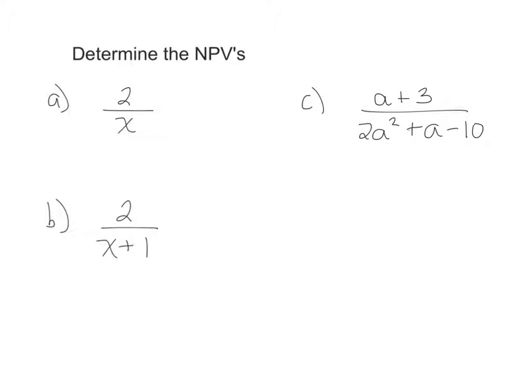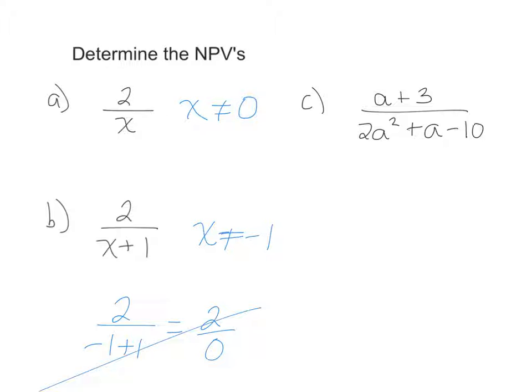This question just says, determine the NPVs, which stands for non-permissible values. What can x not equal? So the first one, we already did that, 2 over x. x cannot equal 0. But if we have a rational expression like 2 over x plus 1, what can x not equal? Negative 1, right. Because if I put a negative 1 in there, then I get 2 over negative 1 plus 1, which is 2 over 0, which doesn't exist. So the non-permissible value here is negative 1. x cannot equal negative 1.